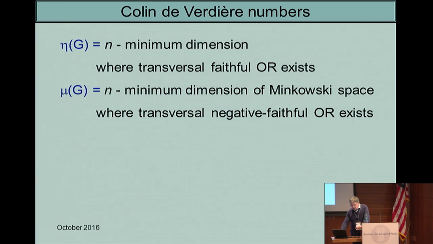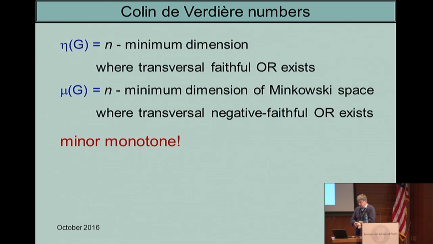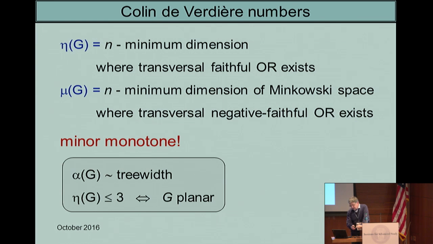There's an interesting theory for both of these, and all I would like to mention is, first of all, that this transversality condition implies the extremely important property that both of these are minor monotone. It's a non-trivial property, but it can be derived from the transversality. And just to illustrate what is interesting combinatorially, sorry, I have the wrong Greek letters here.